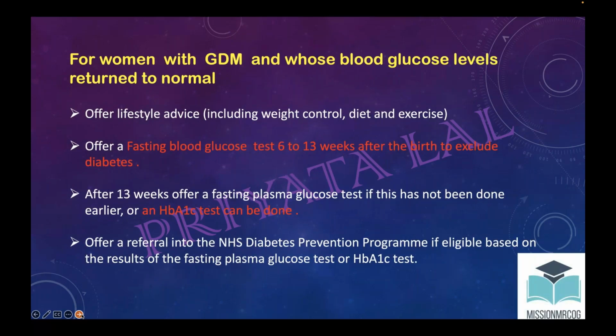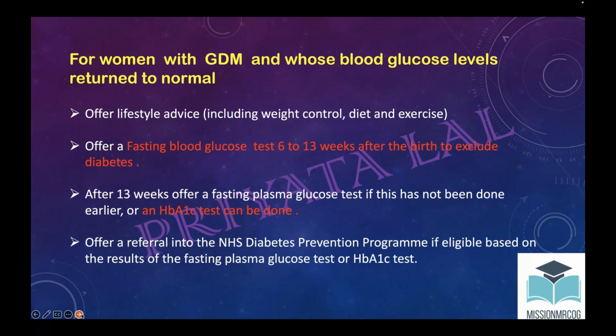Now after pregnancy, after postnatal care, what do they do? In the UK, at 6 weeks there is a postnatal visit. In the postnatal visit, in the diabetic woman, they offer lifestyle advice including weight control, diet and exercise, and they will do a fasting blood glucose test at 6 to 13 weeks to exclude diabetes.